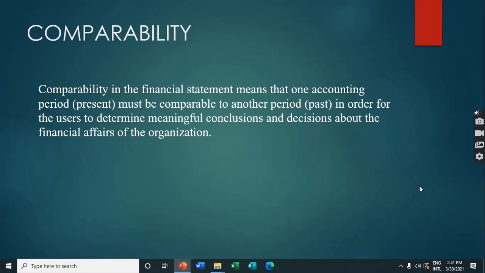Paano naman pag comparability principle? Comparability in the financial statement means that one accounting period must be comparable to another period. Ayan, in order for the users to determine meaningful conclusions and decisions about the financial affairs of the organization. So, may dalawa tayong types ng comparability.